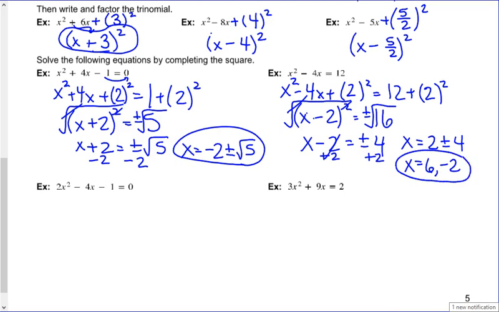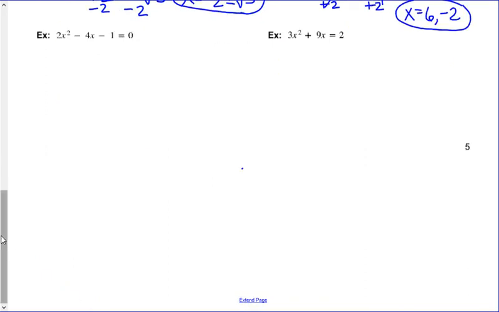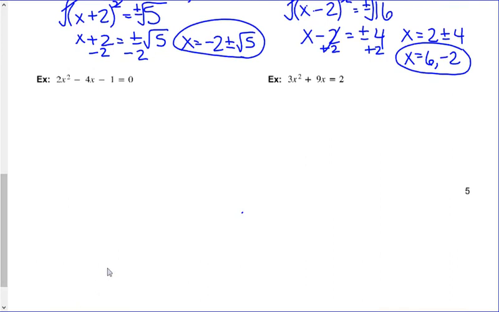Okay? All right, 2 more. We've got this. Let's figure out what we need to do to complete the square right here with this one.